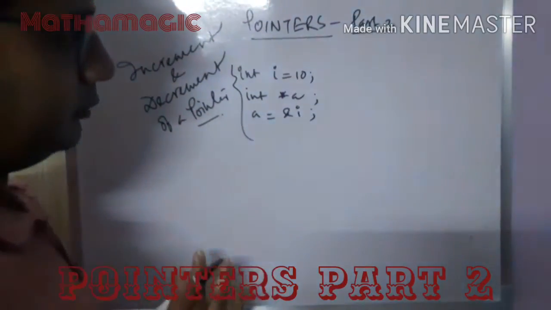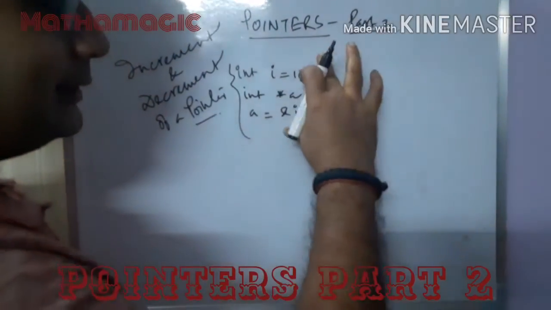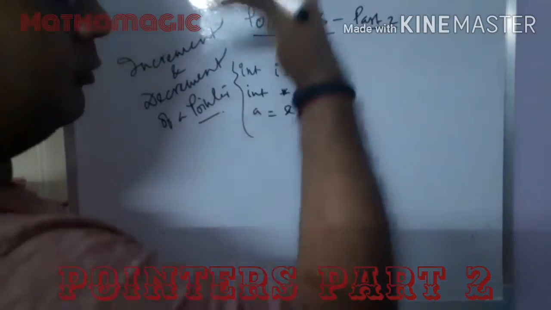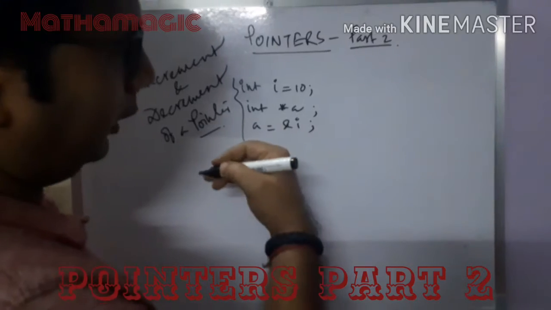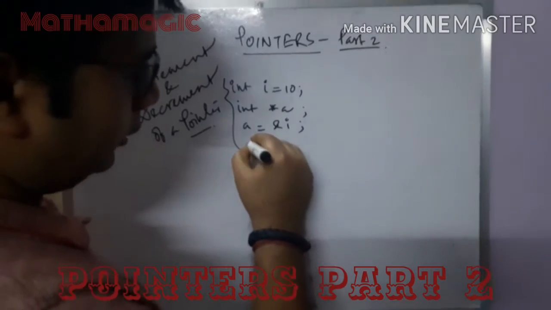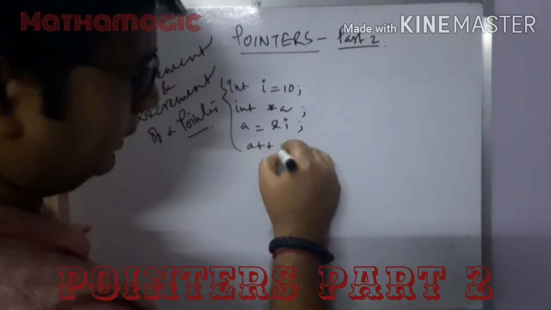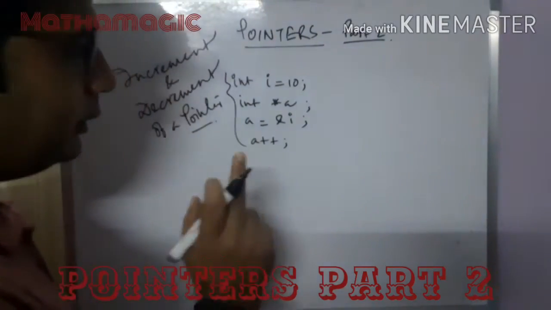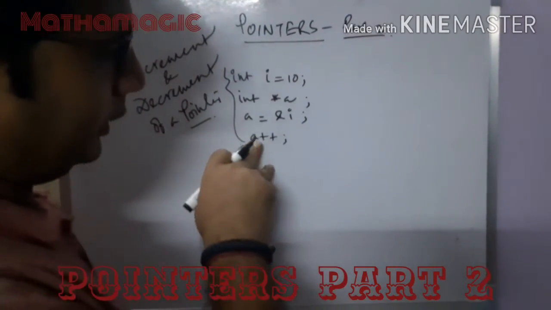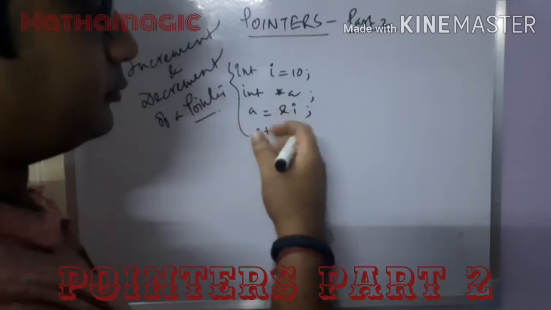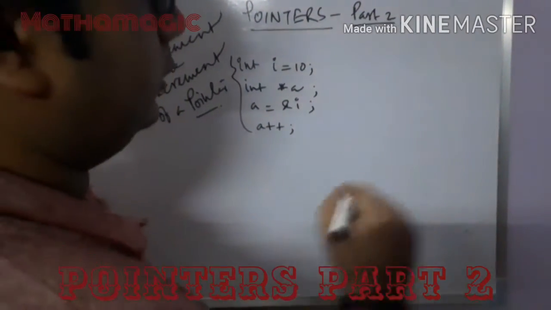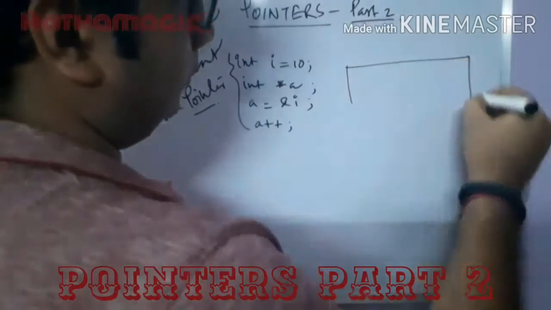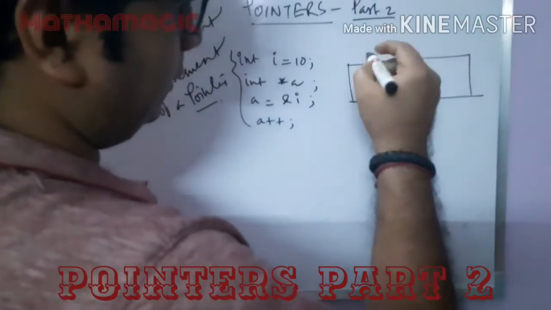This much of the program is okay, because we have already seen the scenario going on in the back process. But from here, if we want to increment the pointer, we need to write a++, because we have seen in the increment decrement section that if we write ++, it means it should be incremented by 1. Now what will be the scenario here? So let us draw the memory map.